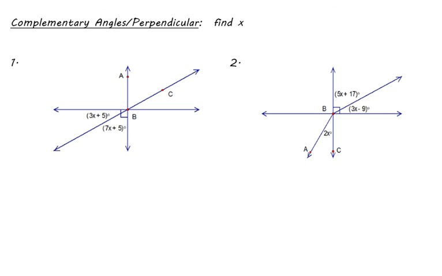Alright, now I want you to pause the video for number 1 and number 2 and see if you get what I get. For number 1, you should get x is 8. And for number 2, you should have gotten x is 10.25.